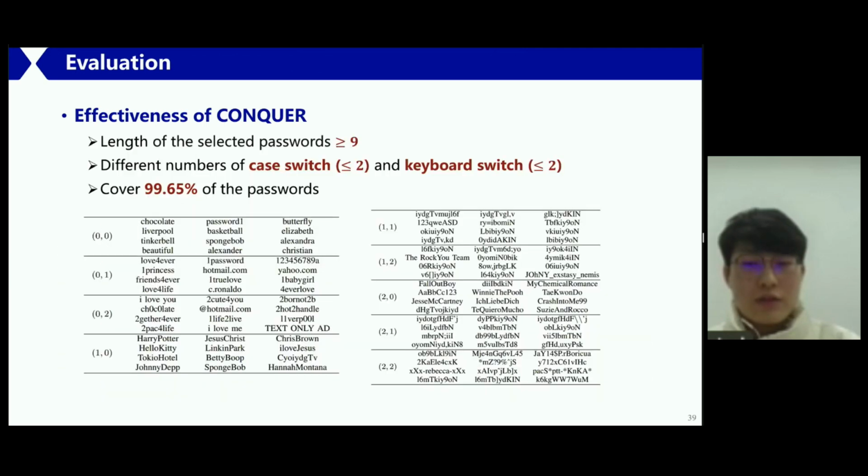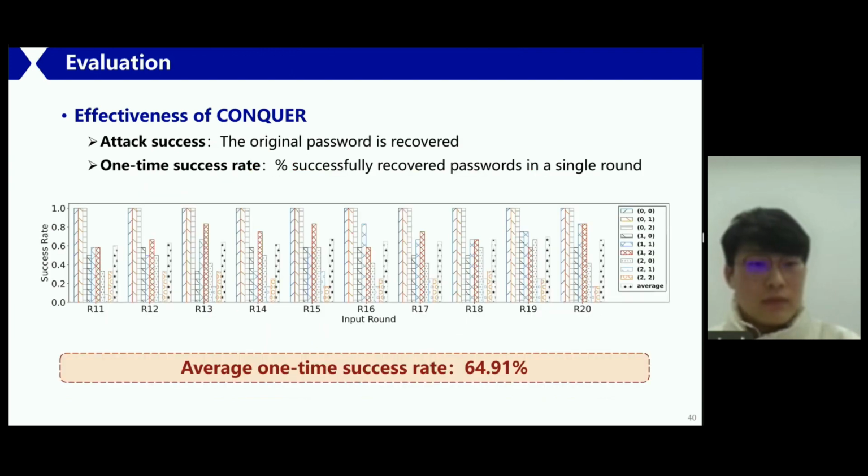The selected passwords are representative and can cover most of the passwords in the dataset. They have at least 9 characters, and they have different numbers of key switches and keyboard switches. To evaluate the effectiveness of Conquer, we propose to use the one-time password recovery success rate as a metric, because in real-world scenarios, attackers generally only have one chance to steal user passwords. As a result, Conquer can achieve an average one-time success rate of 64.91%.